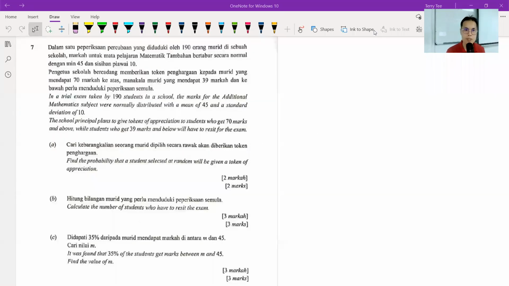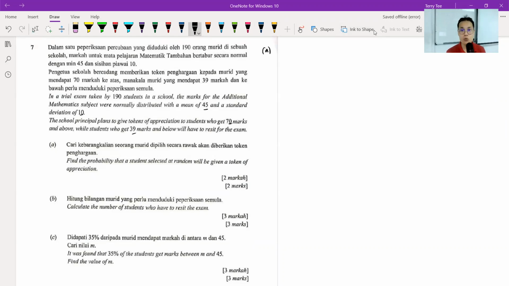Okay, next question, question 7. So here we have a trial exam taken by 190 students in the school. The marks for additional mathematics are normally distributed with mean of 45, standard deviation 10. So the school principal plans to give a token of appreciation for students who get 70 marks and above, while students who get 39 and below have to retake the exam.